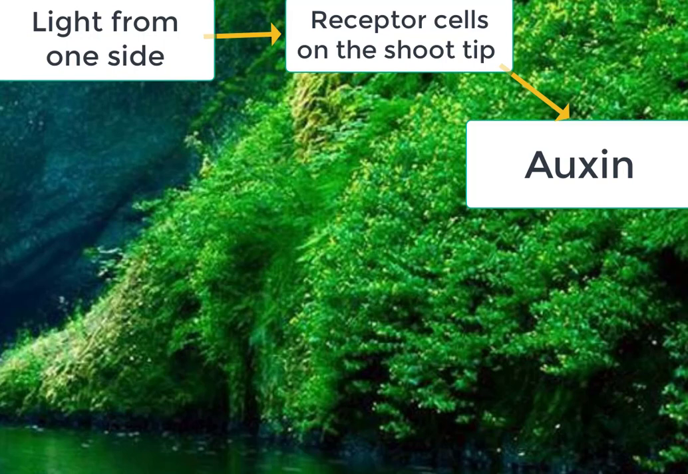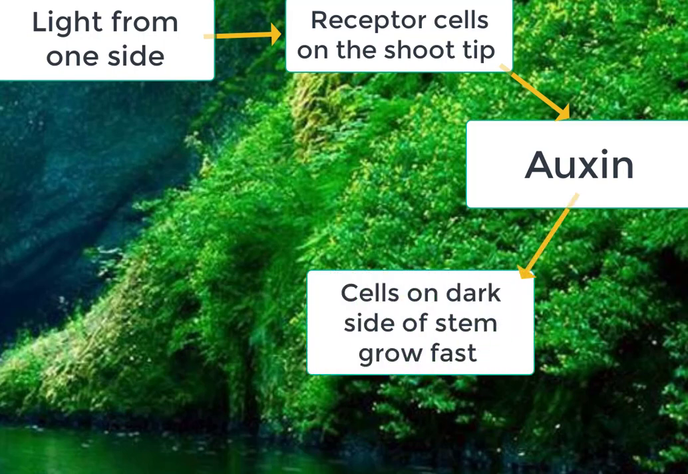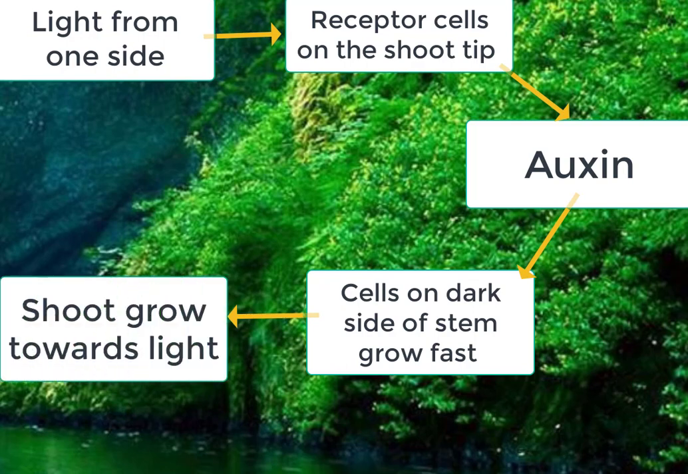Then the hormonal system, in this case auxin, initiates the effector cells, which are cells on the dark side of the stem, which then grow fastest. Lastly, these effector cells produce responses. The response is growth of shoots toward the greatest intensity of light.